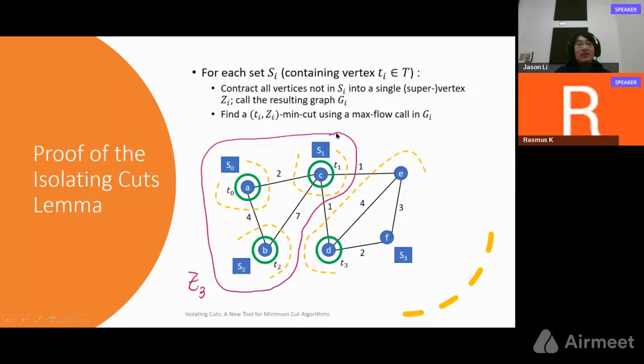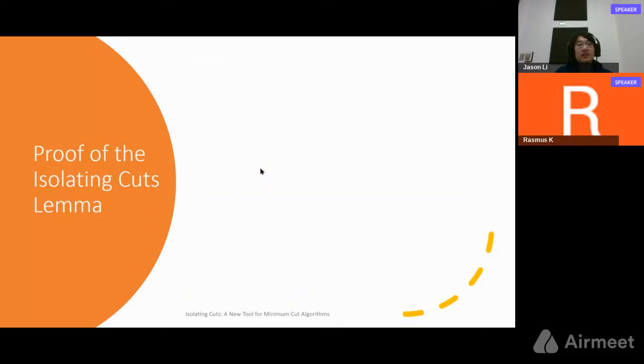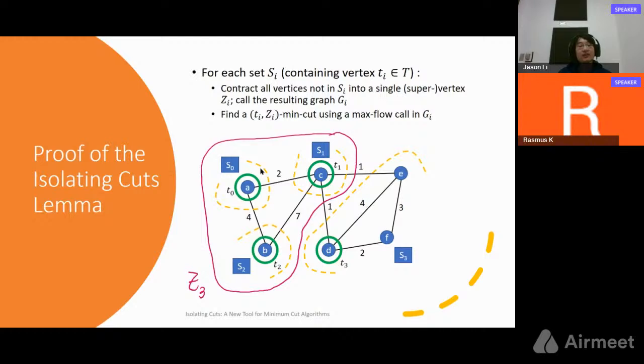So for example, for the case when i is 3, let's take all the vertices not in S3, we contract them all into a single super vertex called Z3, and we compute a T3, Z3 min cut using a single max flow call. And we do this for each i. Any questions so far? Okay.